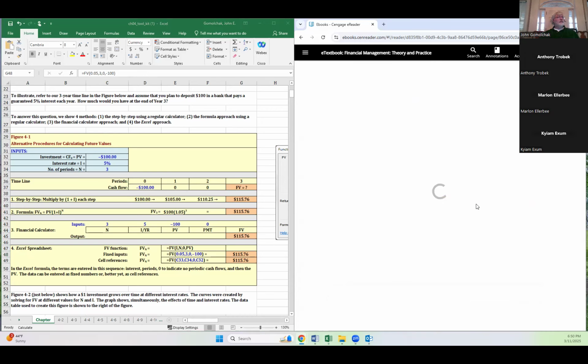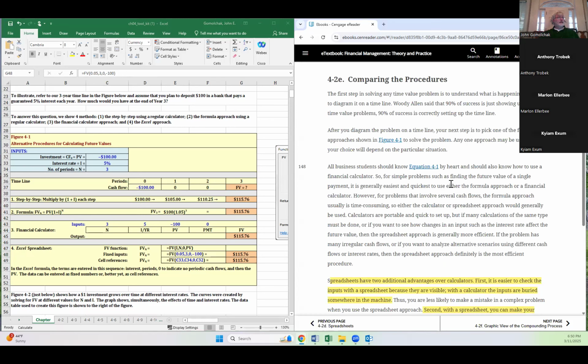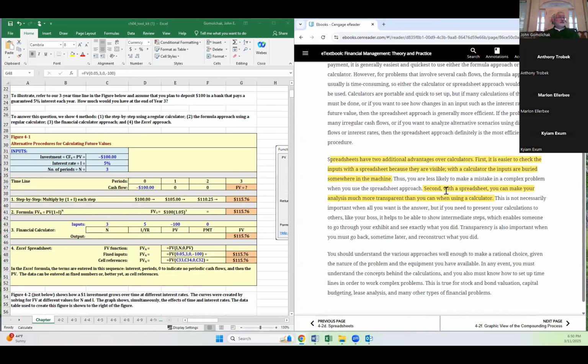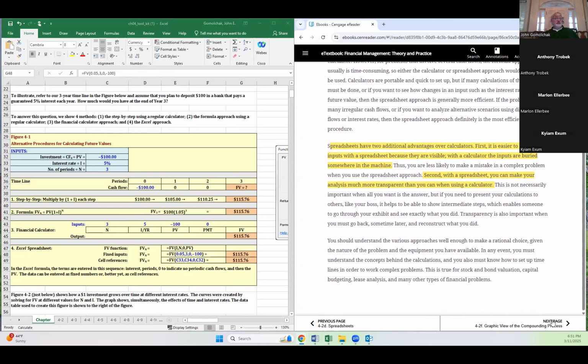All right, moving forward. Comparing the procedures, spreadsheets have two additional advantages over calculators. It's easier to check the inputs with the spreadsheet because they're visible. With a calculator, the inputs are buried somewhere in the machine. Second, with a spreadsheet, you can make your analysis much more transparent than when using a calculator.